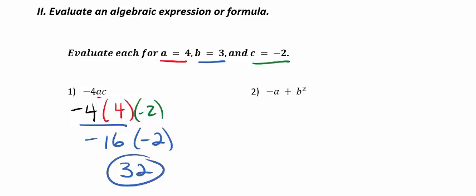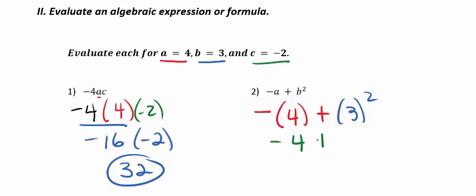Likewise, in number 2, I'm going to substitute 4 for A. So I have this negative out front. I need a parenthesis. I'm going to plug in that 4. And then for B, I have a 3. I'm going to substitute that 3, and that's going to get squared. I take care of my squares first. Negative 4 plus, and then 3 squared is 9. And then I can go ahead and combine those two and get 5.